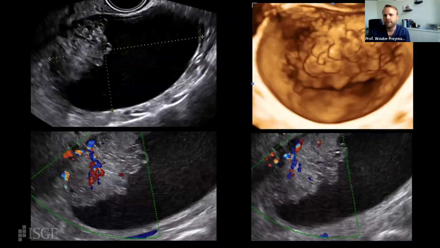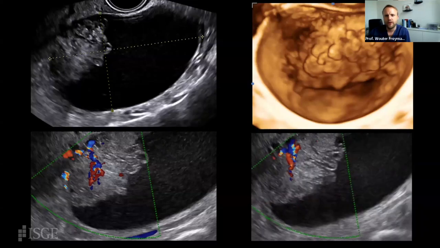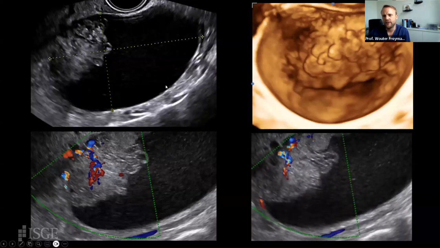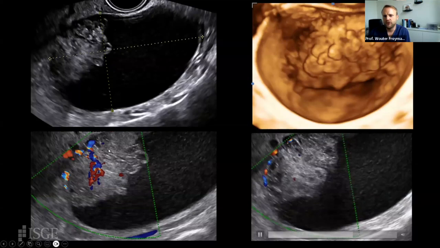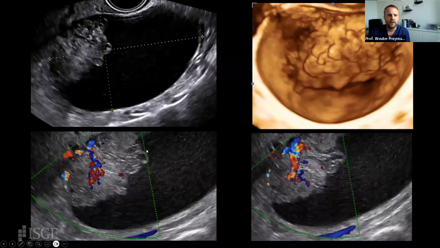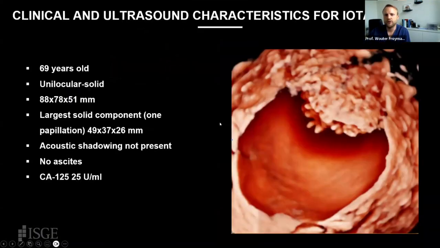This is another example. This is a patient that is postmenopausal, and she has a unilocular solid tumor with a papillation which is quite big, with quite some vascularity inside. So here we can also apply ADNEX. The age was 69. We have a largest dimension of almost 9 centimeters, and the largest solid component, this papillation, measured almost 5 centimeters. We did not have acoustic shadows and no ascites.